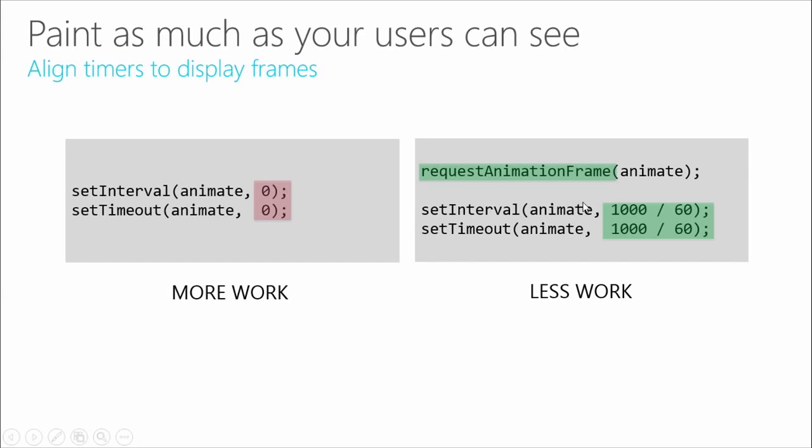Older browsers would actually lock up the UI thread with that too. So no, setTimeout and setInterval with zeros should not be used. In this case, the next example of a setInterval with 1,000 divided by 60 will get you close to that 60 frames a second, but even then, if you have requestAnimationFrame, use requestAnimationFrame. Exactly. Much less work, and leave the browser to determine what will be the optimized interval. So you don't have to worry about that.